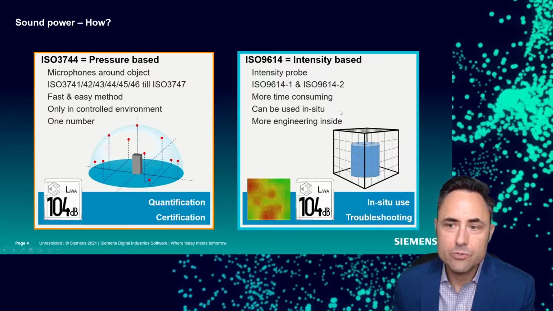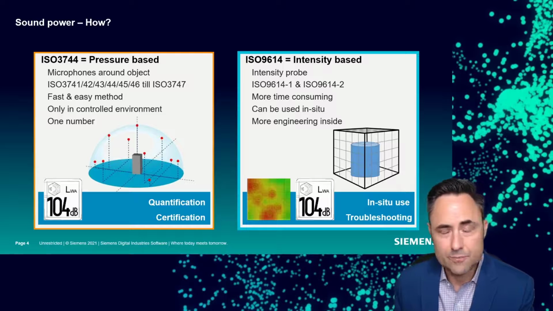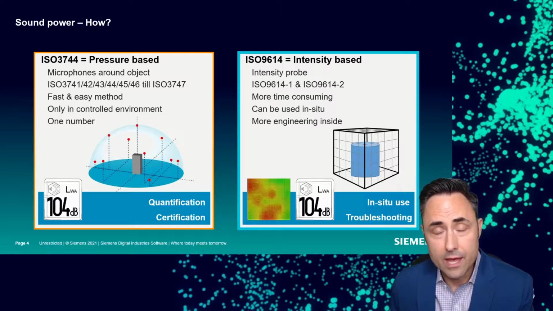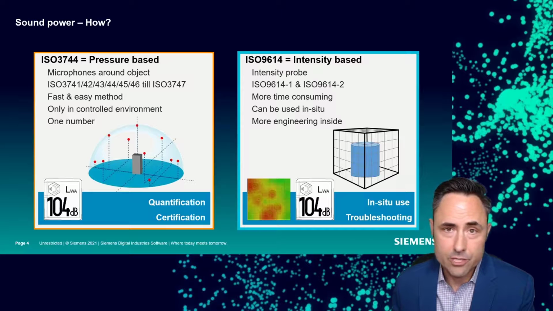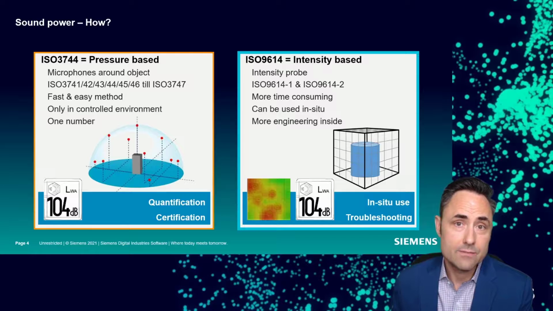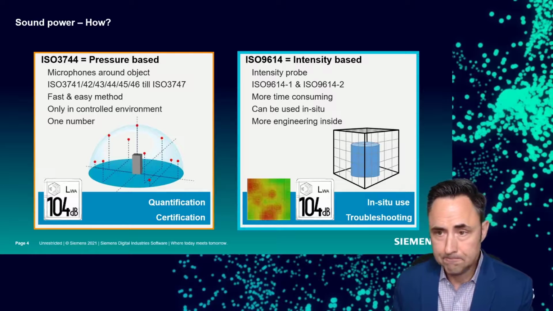However, it can be used in situ, whereas the pressure-based one we described before is really only suitable for a semi-controlled environment. We talked about those correction factors, but those have limits to them, and there are certain environments that you can't really account for. That's where the intensity-based method really comes in handy. And as we'll see, there's more engineering insight. For our time investment, we're going to get some more information out, okay?